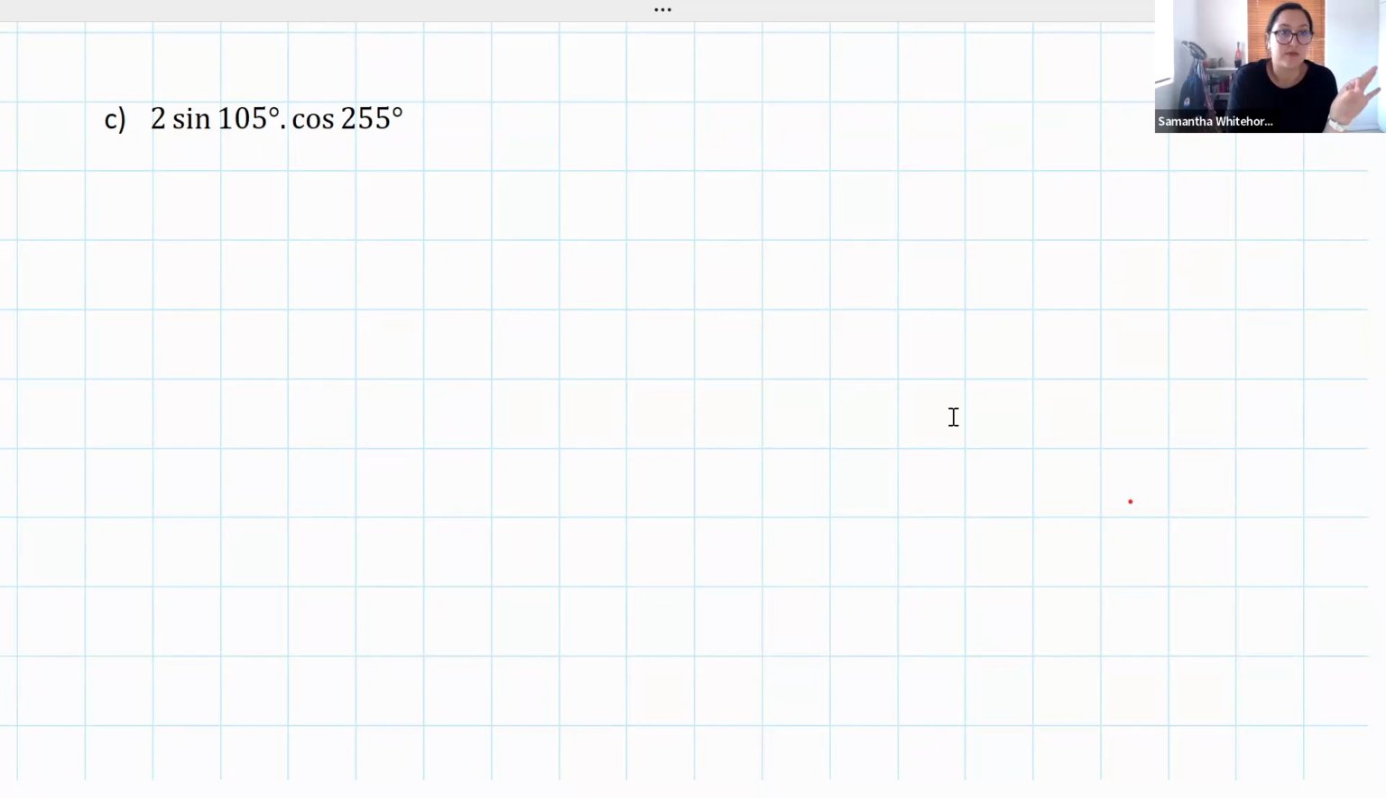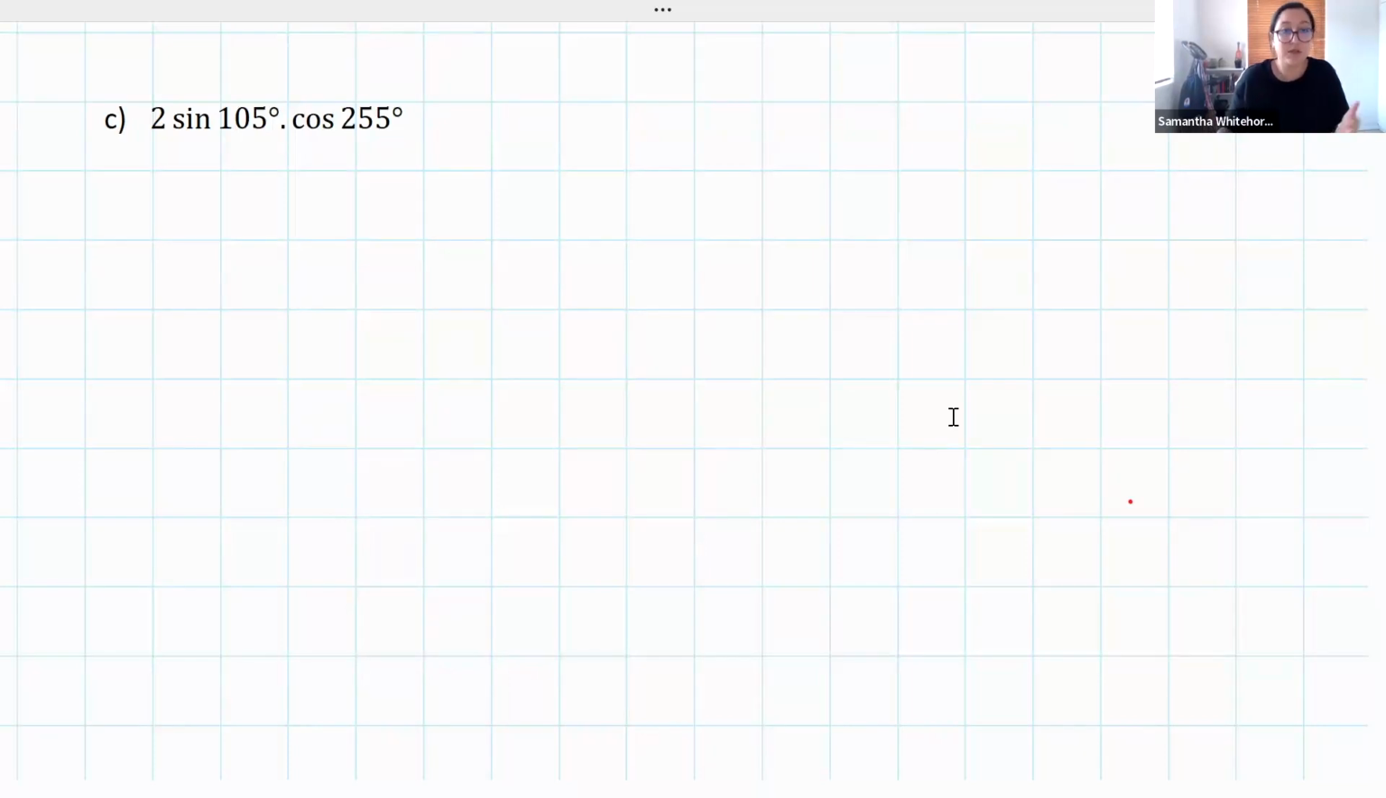And this goes back to my very first statement. Trig in grade 12 is about manipulation. You need to be able to manipulate. You have the tools to do that. You just now need to apply them. Now, both of these angles are not acute angles. Both of them are bigger than 90 degrees, which means that your first thought should be reduction formula. So that's what we're going to do.